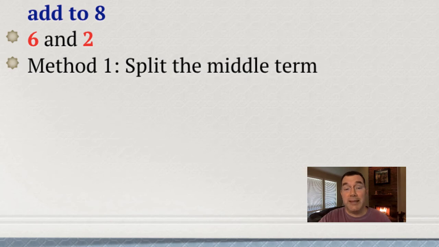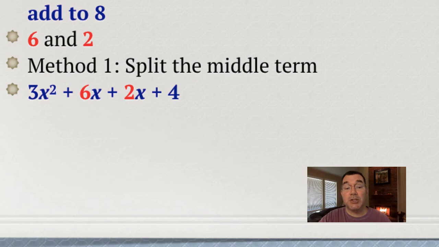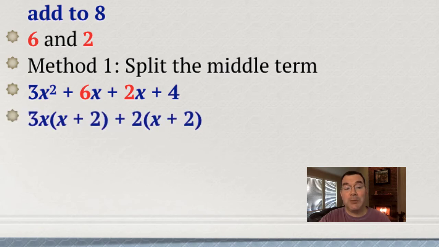So we will split the middle term. That's one way that we've talked about factoring once we find our two numbers. So if I split the middle term, 8x becomes 6x plus 2x, and those are my four terms there. And then I will factor each pair separately.